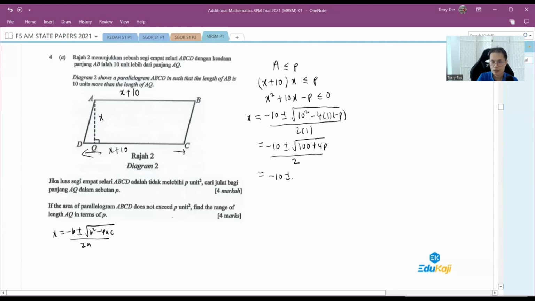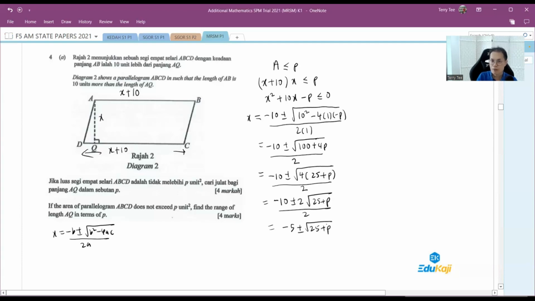Now, for 100 and 4P, we can take out a common factor, which is 4. That would be 100 divided by 4 gives us 25 plus P, divided by 2. The square root of 4 is 2. So we can write this as plus minus 2 square root of 25 plus P, over 2. When you divide them, this will be negative 5 plus minus the square root of 25 plus P.